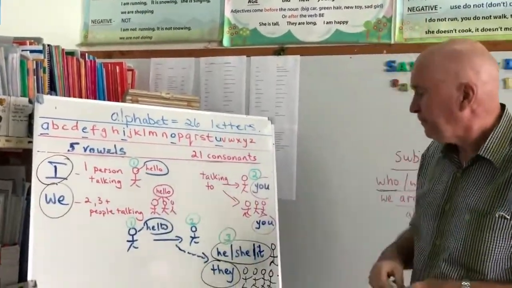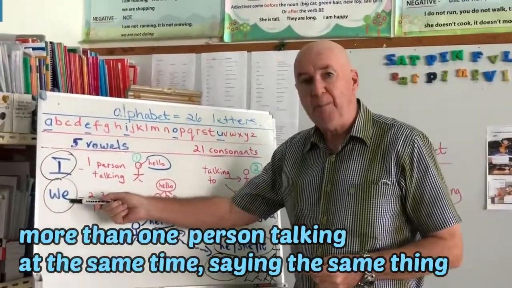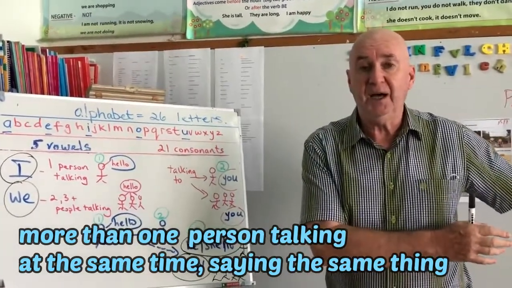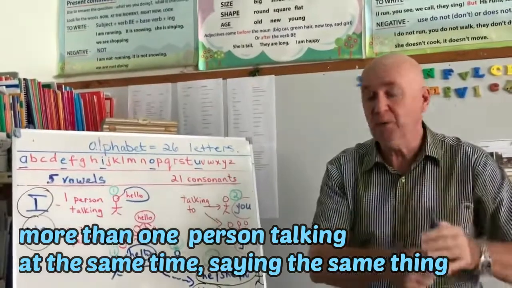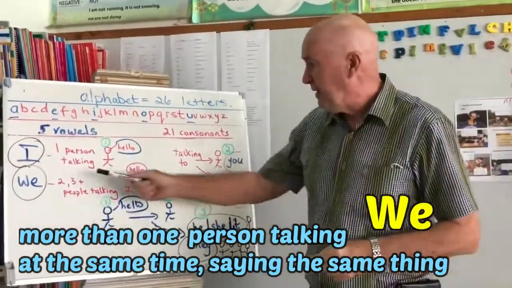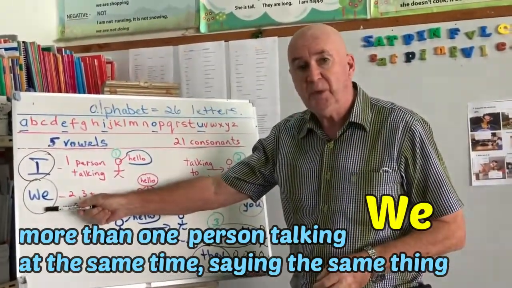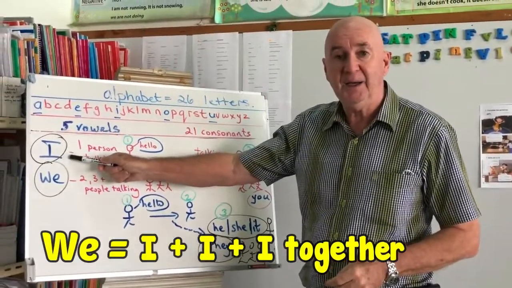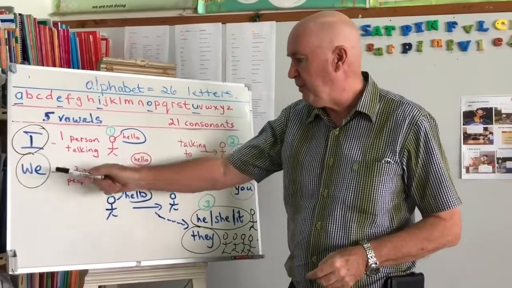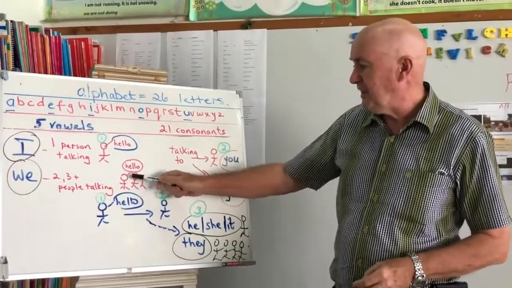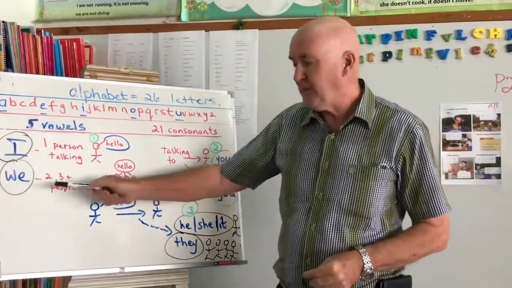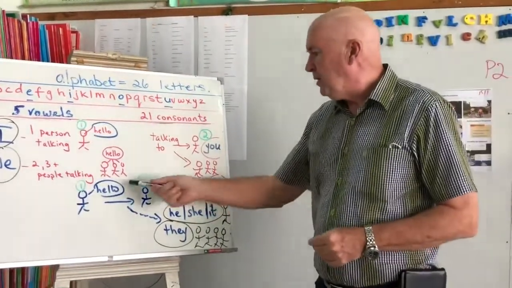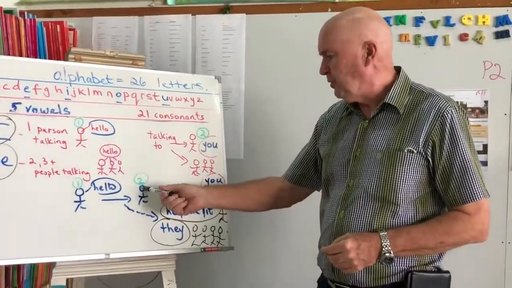And then, if more than one person is talking, if me and some friends are talking at the same time, we're saying the same thing, then we use we. We is just I and I together. Several people all saying the same thing at the same time. So that's we, okay? And then, the person you're talking to, number two, is you.